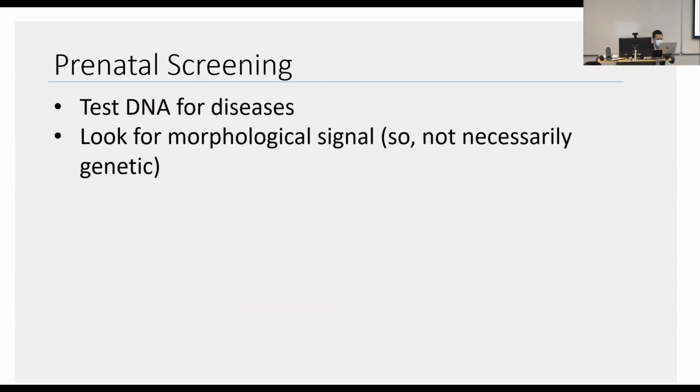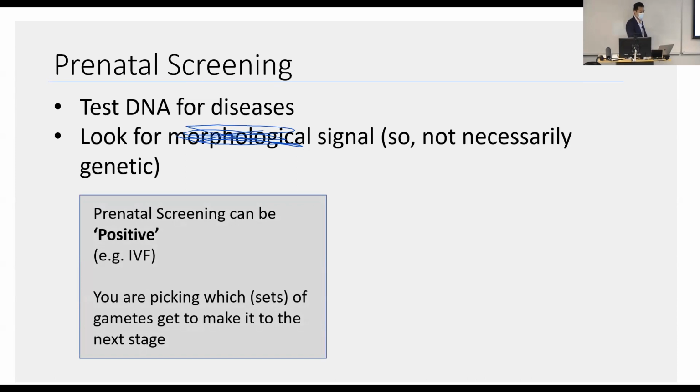Okay, so I want to go a bit more into detail on prenatal screening. I think I've talked a bit about this already, but most of the time, you're really just looking at DNA. You're really just looking at the genetics. Why did I say morphological here? So it's not necessarily morphological, but you're looking for some sort of signal. In this case, it could be certain genetic markers after performing a PCR.